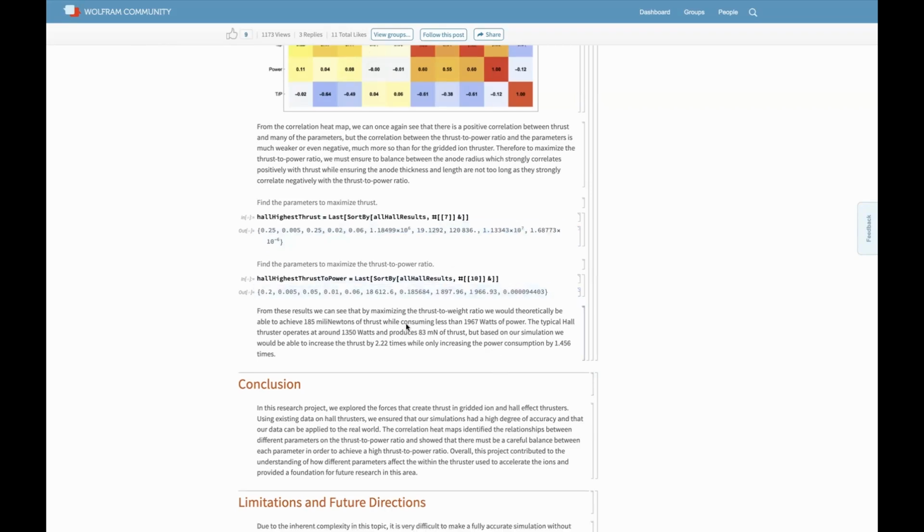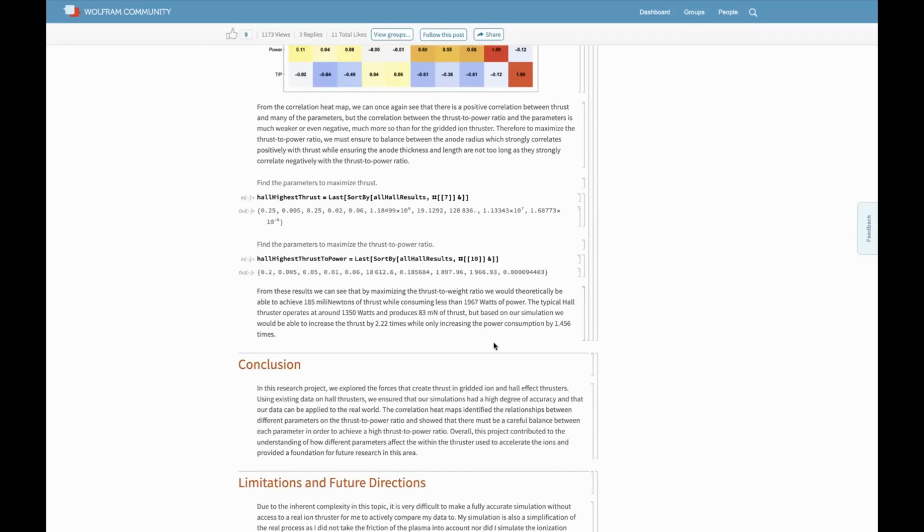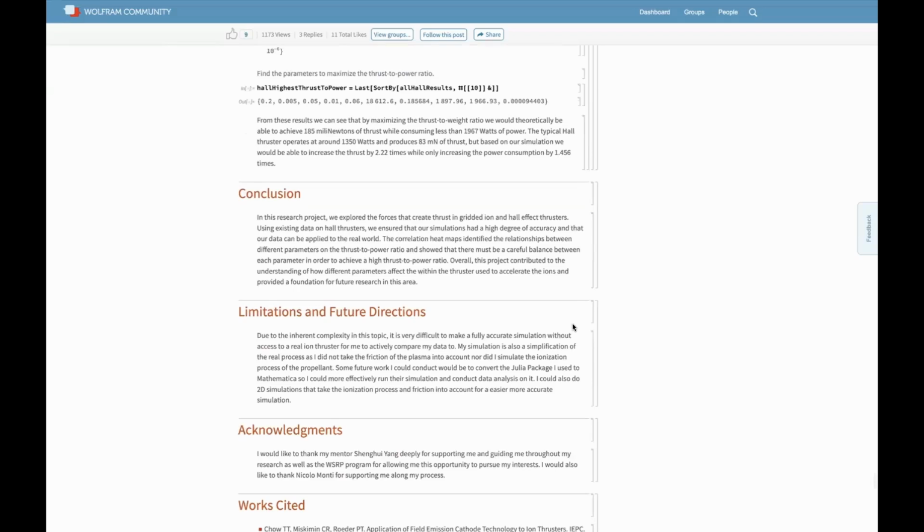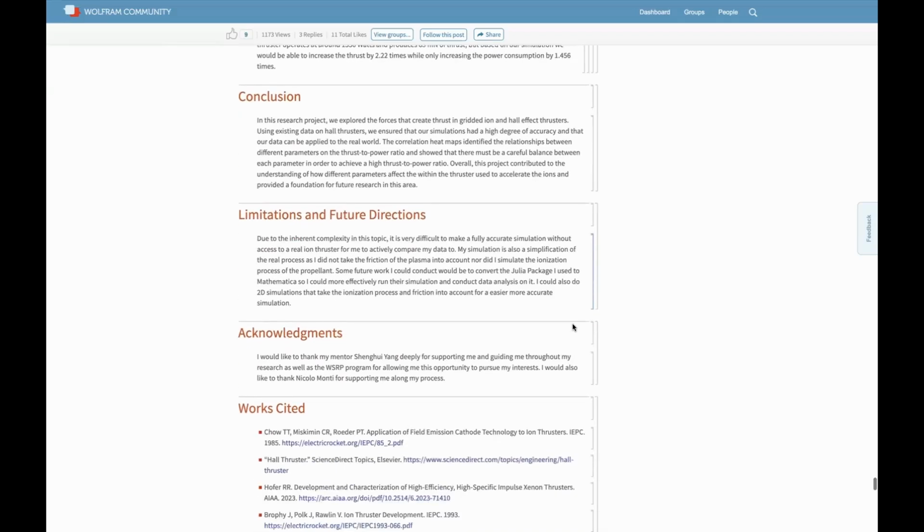And here, comparing my simulation results to empirical data from NASA, we're able to see that my theoretical maximum is 185 millinewtons, consuming about 2000 watts, while the typical Hall thruster consumes 1350 watts and produces 83 millinewtons. So based on our results, I'm able to increase the thrust by around 2.22 times while only increasing the power consumption by 1.456, which I believe is a success.